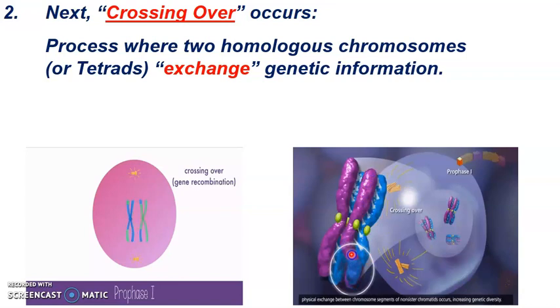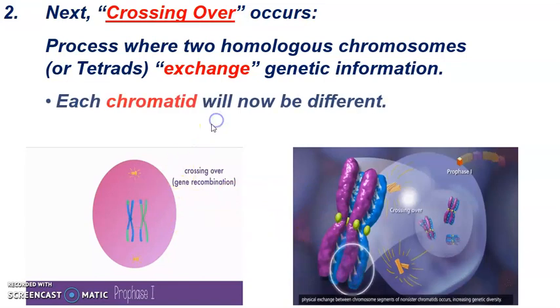A whole purple arm could be exchanged with a whole blue. It could be just the bottom portions. It could be the top portions. It could be the middle portions. There's no rhyme or reason to the genetic exchange. Again, we just have 2 different animations showing us that process happening.